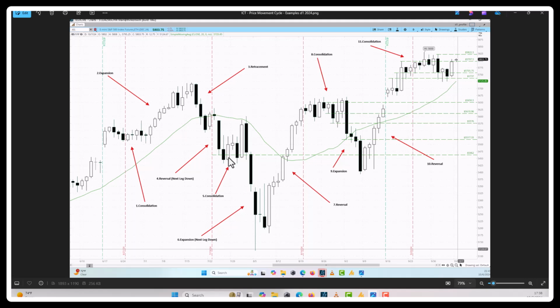Then you do what? A consolidation, and then consolidation makes what? Expansion, and it reverses. So that's beautiful. We can figure out, we understand this mechanism behind the price delivery model. Then it makes us see the price at a different level now.